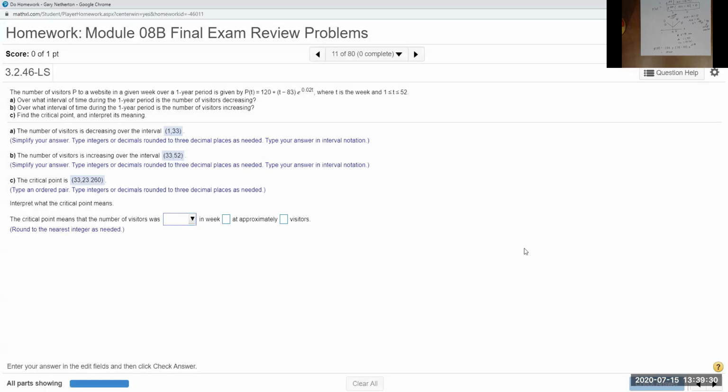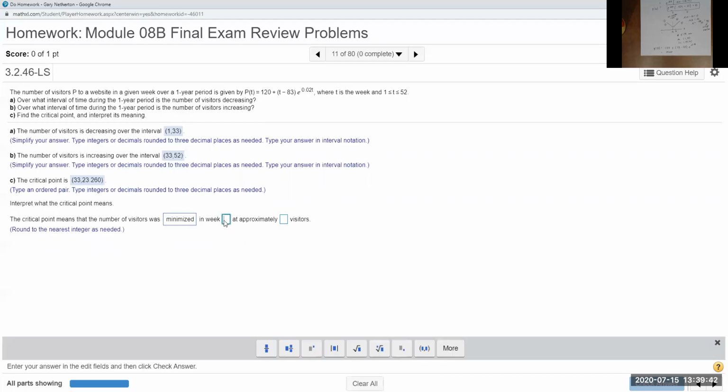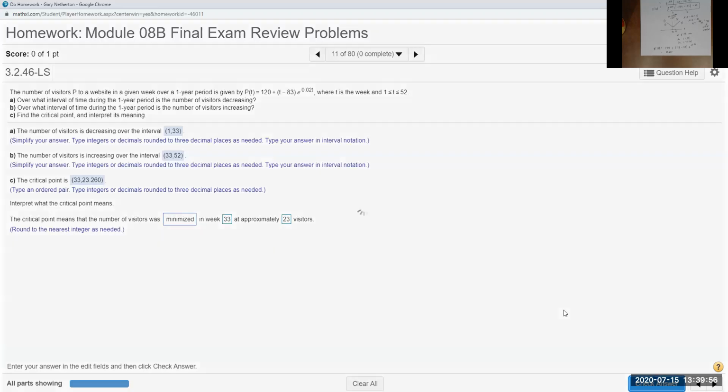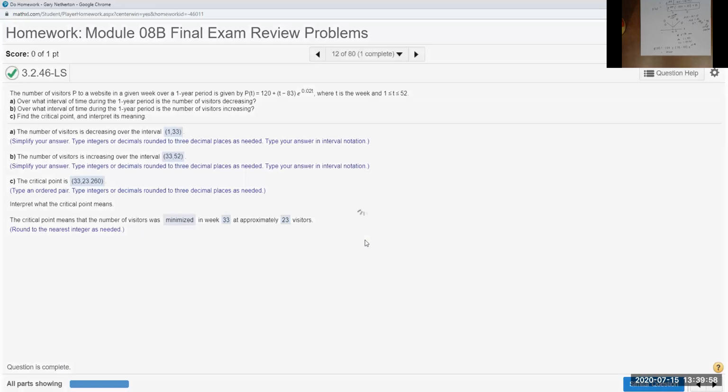All right, that's good. Interpret what the critical point means. We've already talked about this. Critical point means the number of visitors was minimized in the week. It's week 33. Now they say round to the integer. So 23.26 is rounded to 23 visitors. All right.